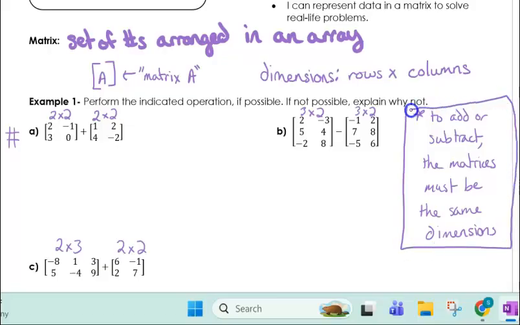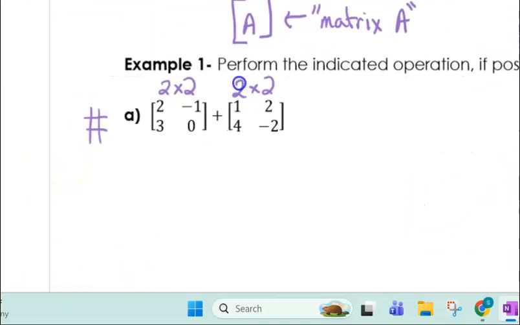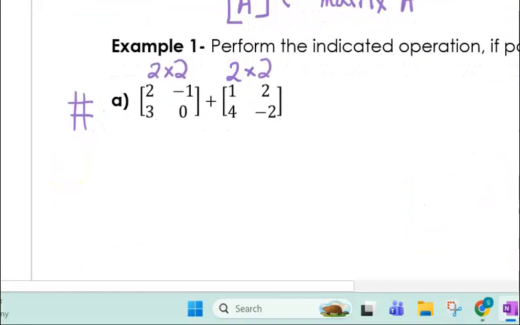When we look at this first one on A, it's a 2 by 2, adding with a 2 by 2. So that is possible. When we add them, they're going to create another 2 by 2. I'm going to show my work, which I normally don't need you to do, but I just want you to see where this is coming from.